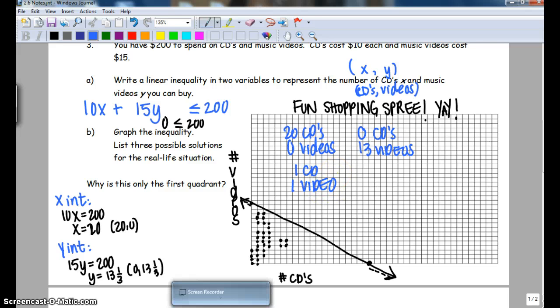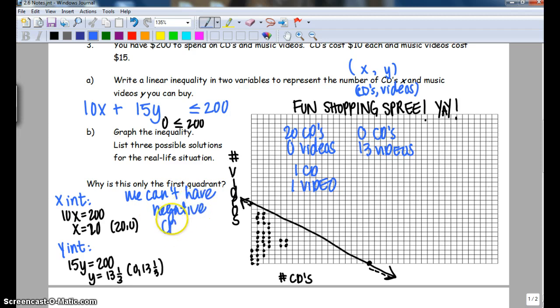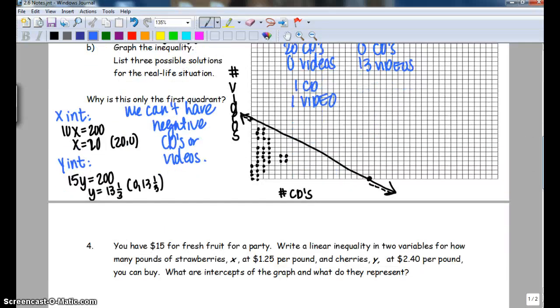And finally, we've touched on this briefly, but why is this only in the first quadrant? Well, we can't have negative CDs or videos. So most of our real life situations are going to take place in just the first quadrant. All right, one more. Flip to the back.